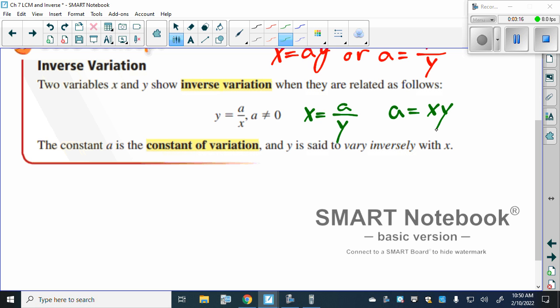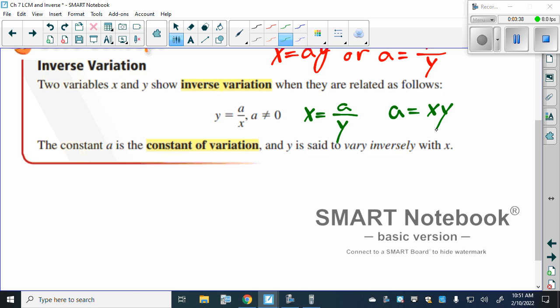And really, for any of these here, x and y, when they're on the same side of the equation, they're either being multiplied together or divided. They're either multiplied or divided. So if I have x plus y or x minus y, we know it won't be direct or inverse, because direct and inverse variation are really stuck around multiplication and division.